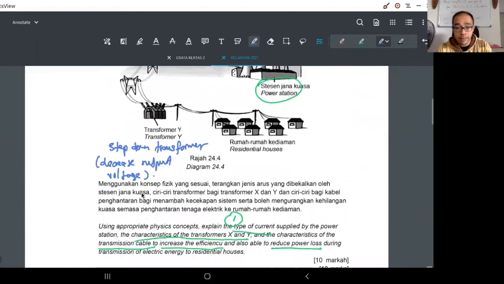The type of current will be alternating current. Why must it be alternating current? So that the transformer can function. A transformer can only function if it is an alternating current. Because if it's a direct current, then there is no cutting of magnetic flux, no change in magnetic field, so you cannot step up or step down.